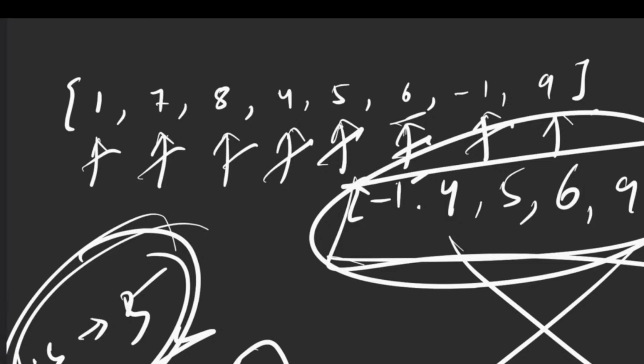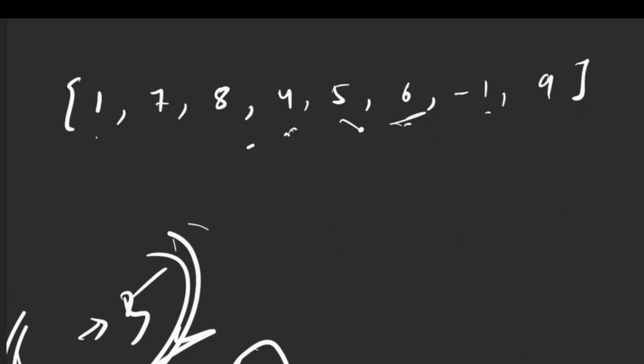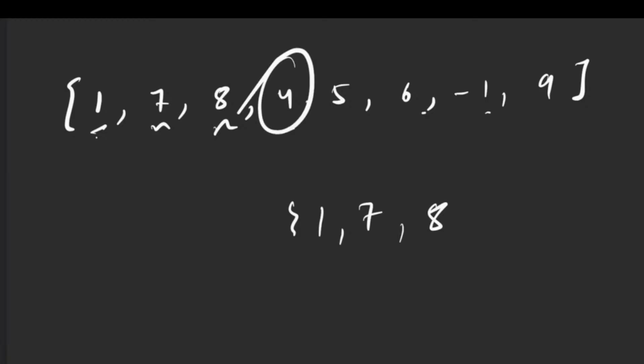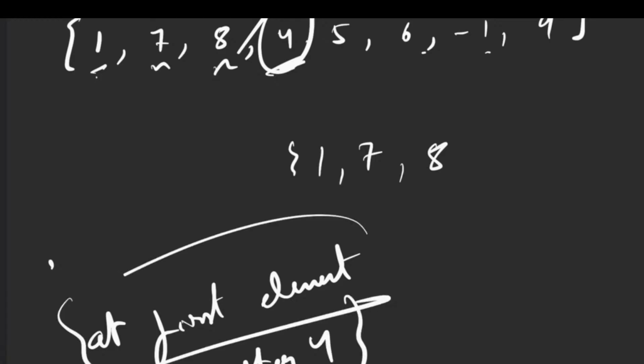Now, why binary search? Again, very straightforward. Because initially you had 1, then you had 7, then you had 8. The moment you got 4, you want to insert 4. If there is a 4, you insert it at that place, or you say, hey, listen, there is no 4, so please go across and insert it right at the first element after 4. Can you please do it for me?